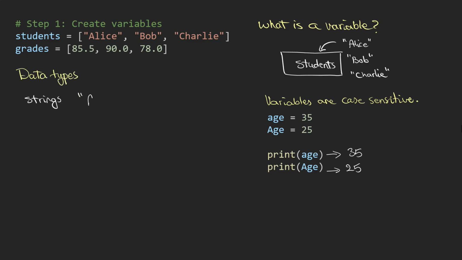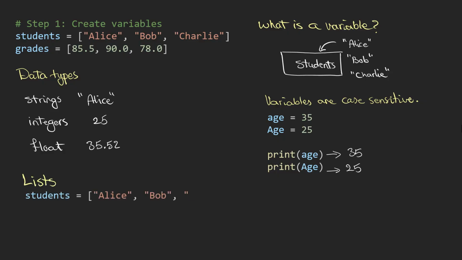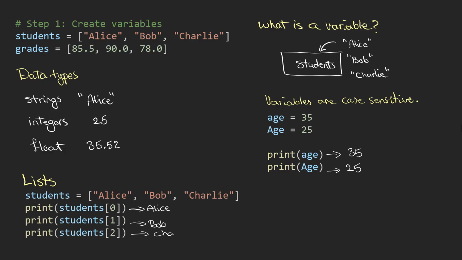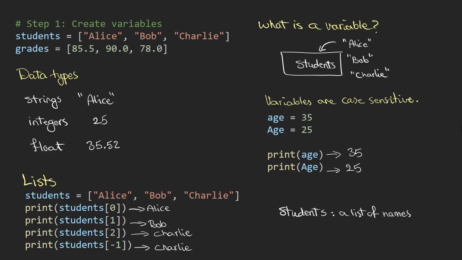We have different kinds of data types: strings, which are words, integers, and also floating point numbers that include decimals. We also have lists, which can store a collection of items with different types. In this list, the first item is associated with the index 0, the second one with the index 1, and so on. We can also use negative numbers starting from the last one. So in the first piece of our program, we have created two variables that contain the list of students' names in the variable students and also their grades in another variable called grades.